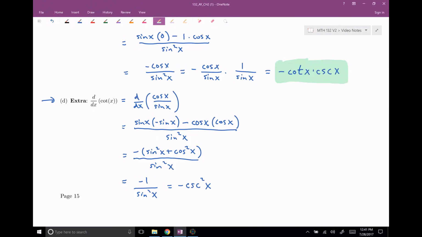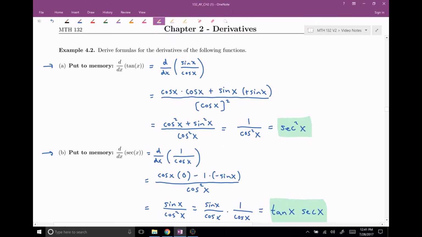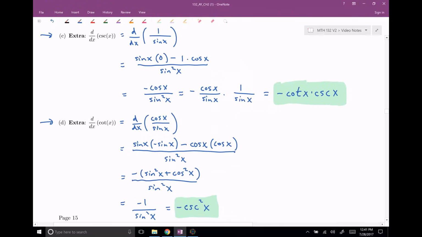So again, if you look up in a textbook, you'll find that the derivative of cotangent is negative cosecant squared. And so you can see that this is friends with tangent. The derivative of tangent is secant squared. The derivative of cotangent is cosecant squared. But you have to remember this negative sign.